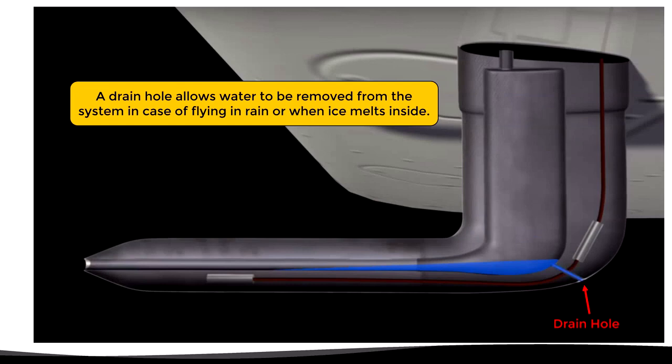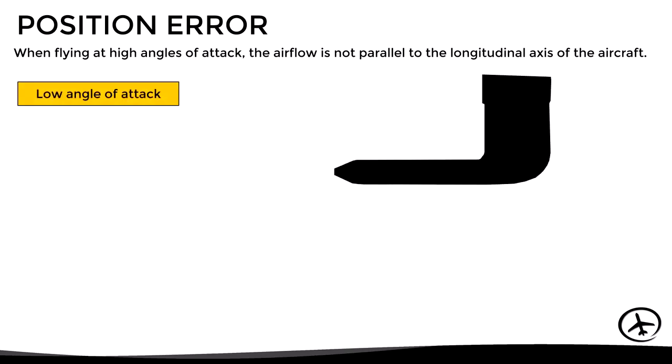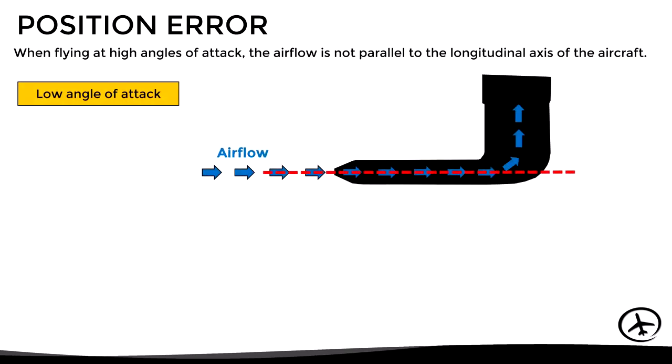However, there are some errors that cannot be eliminated, the so-called position errors. The thing is that when flying at high angles of attack, the airflow that hits the aircraft is not parallel to the longitudinal axis, which also means that it is not parallel to the Pitot tube. Let's see this through an example. When we fly at low angles of attack, we can see that the airflow is practically aligned with the Pitot tube, which allows obtaining a fairly adequate total pressure measurement.